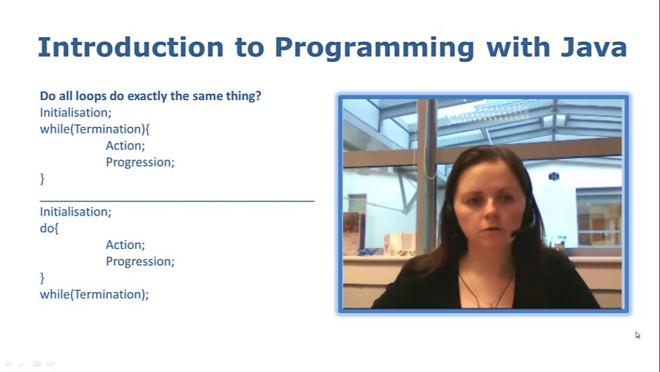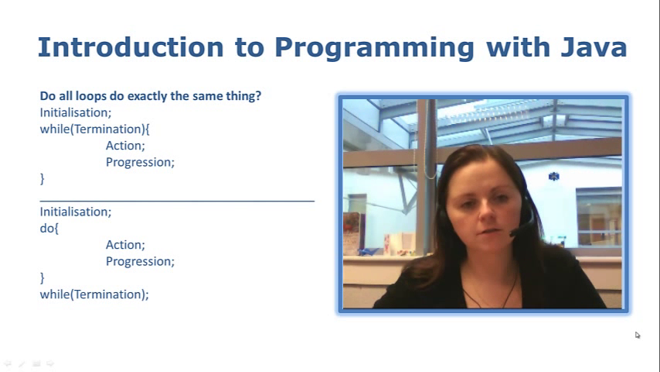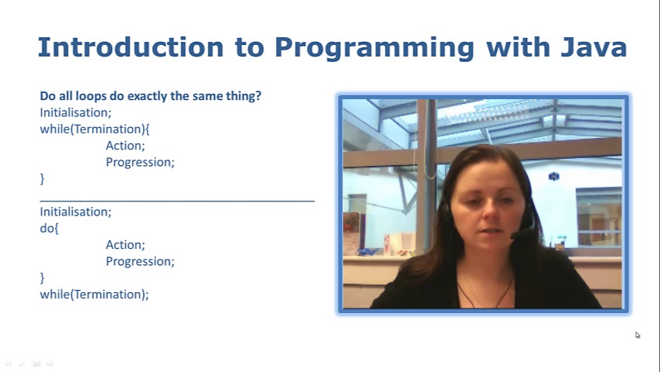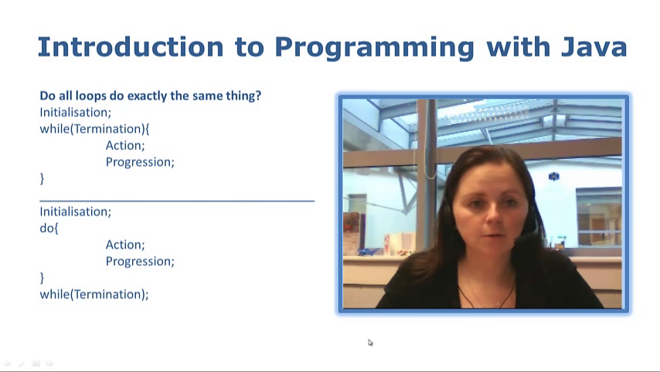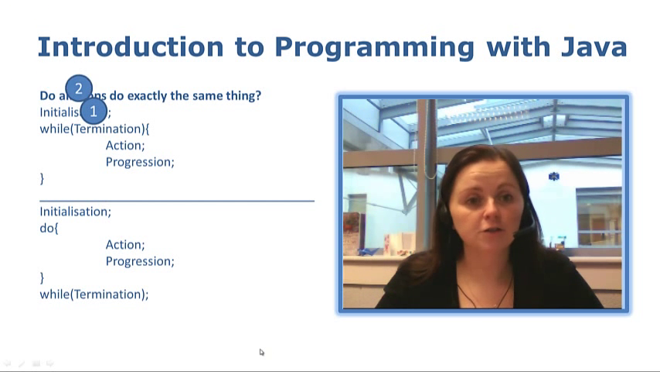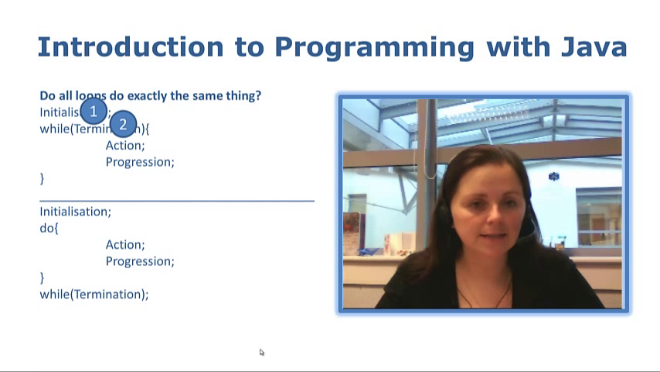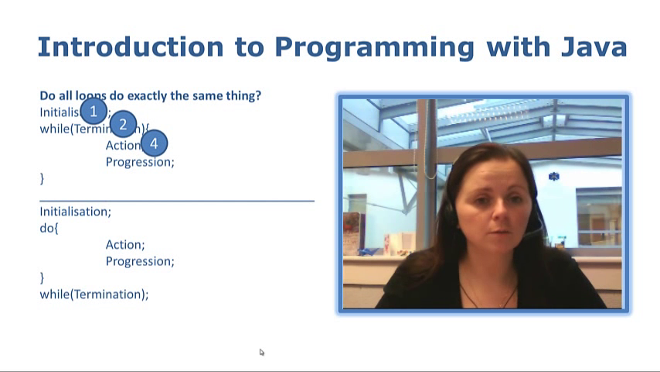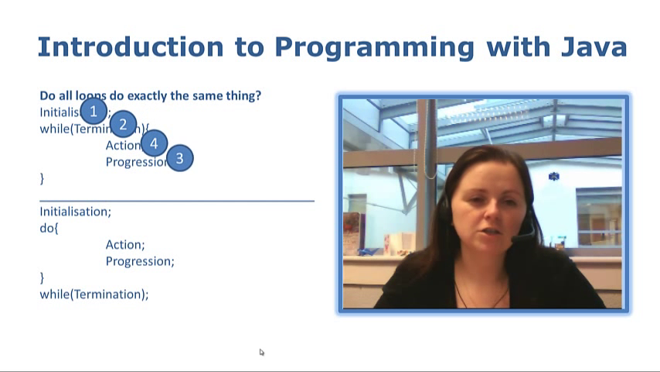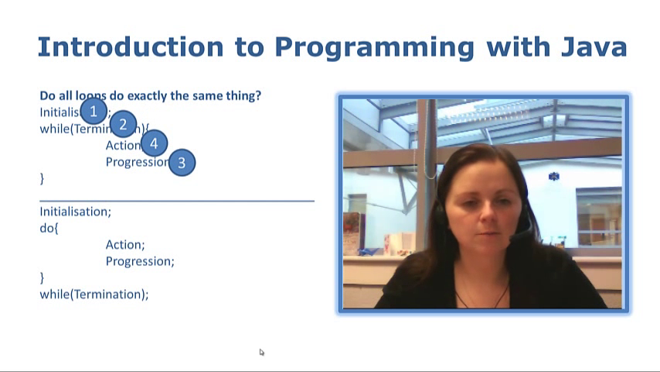I've got the structure of a while loop and a do while loop here on the screen. And what we're going to take a look at is the order in which our four components happen in each of these loops. If we take a look at the while loop first, you'll see the first thing that happens in the while loop is our initialization. That's then followed by our termination, where we check if our counter is less than a particular value. Then we have our action, where we actually carry out something, the piece of code that we want to repeat. And then we have our progression, so how we get from our initialization to our termination.